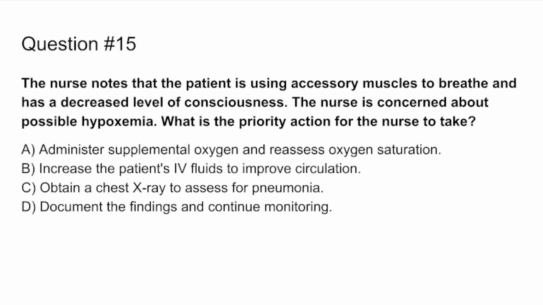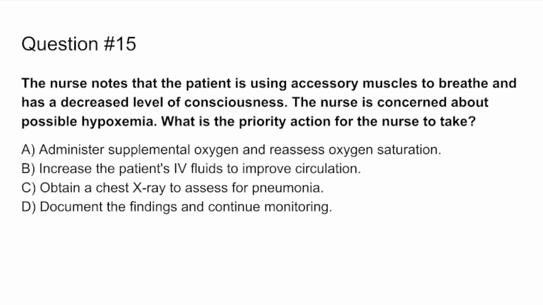Question 15, the final question, guys. The nurse notes that the patient is using accessory muscles to breathe and has a decreased level of consciousness. The nurse is concerned about possible hypoxemia. What is the priority action for the nurse to take? A, administer supplemental oxygen and reassess oxygen saturation. B, increase the patient's IV fluids to improve circulation. C, obtain a chest x-ray to assess for pneumonia. D, document findings and continue monitoring.